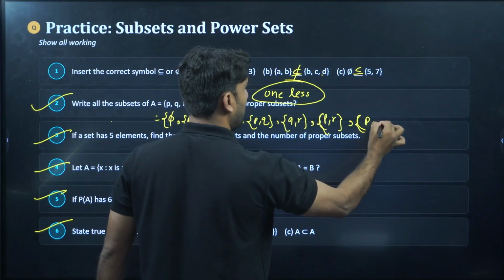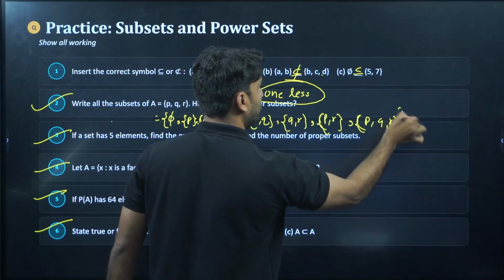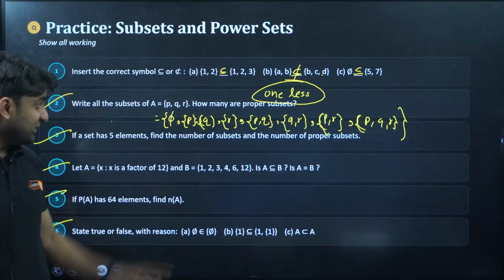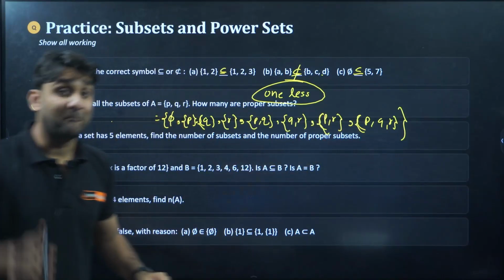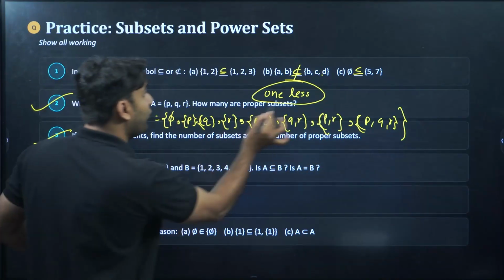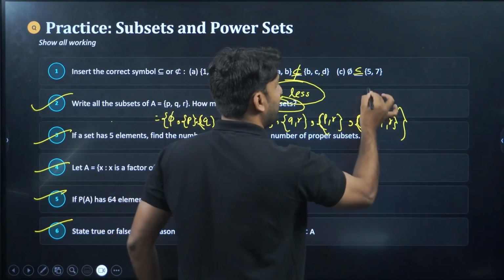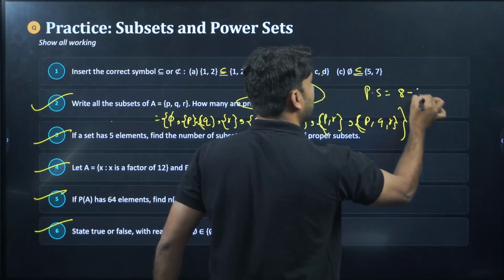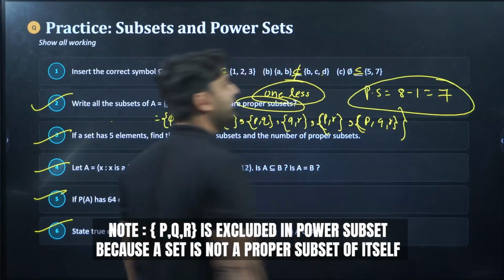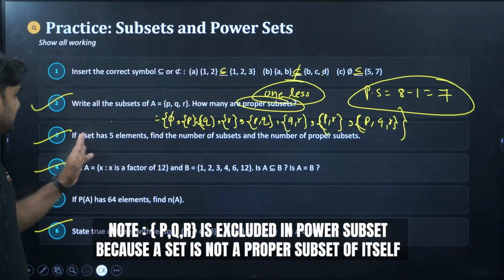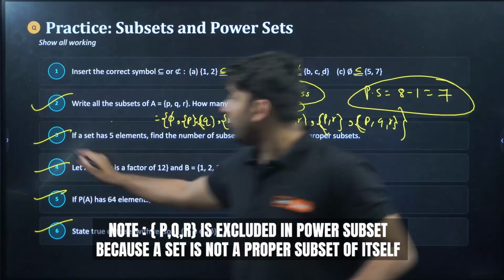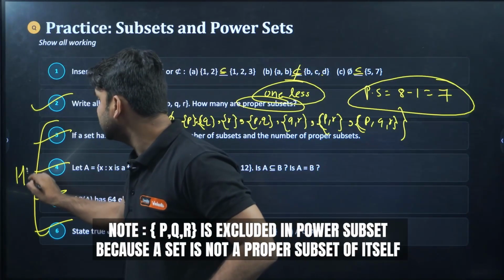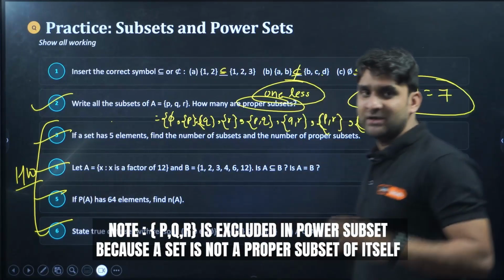So {P, Q, R}, and make sure to make this bracket. So how many subsets? 1, 2, 3, 4, 5, 6, 7, 8 subsets. But if you want to write proper subsets, my dear, the proper subsets will be 8 minus 1, which is 7. Clear? You can solve these questions, guys. I'm giving you 4 questions as your homework, champions. I'm pretty sure you guys can solve these questions.